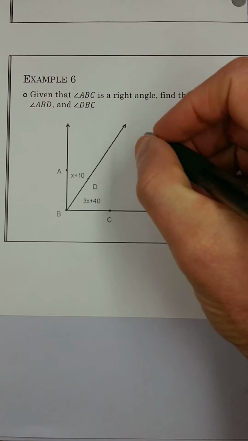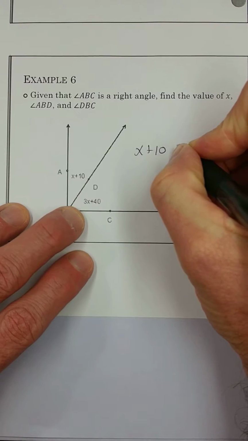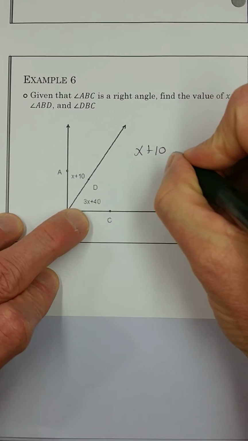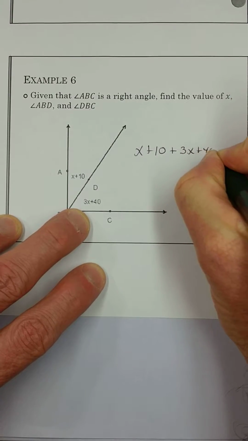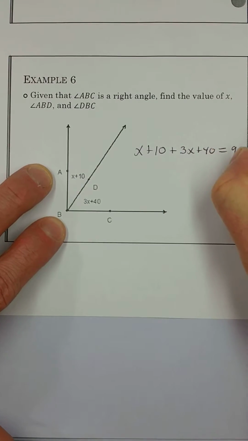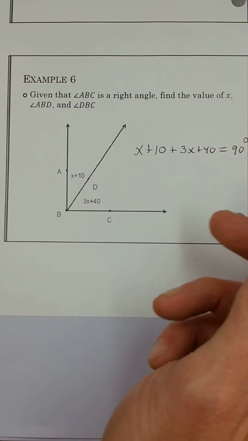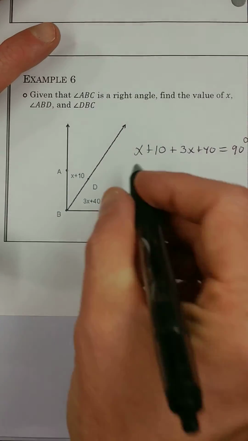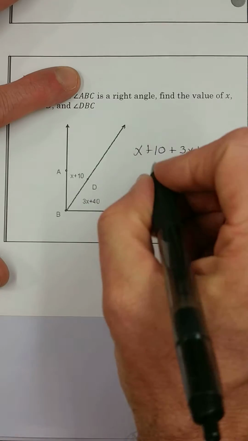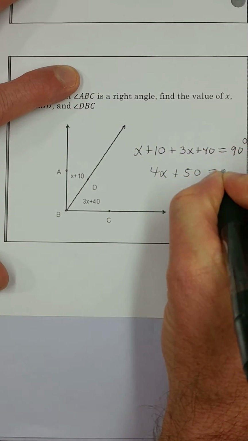So, if we add up X plus 10, that's this angle, ABD, plus the other angle, 3X plus 40, we get 90 as the sum of those two because they form a right angle. So again, it's just like the segment addition postulate. What we're going to do is just add up and solve for X. So this will be 4X plus 50 is 90.